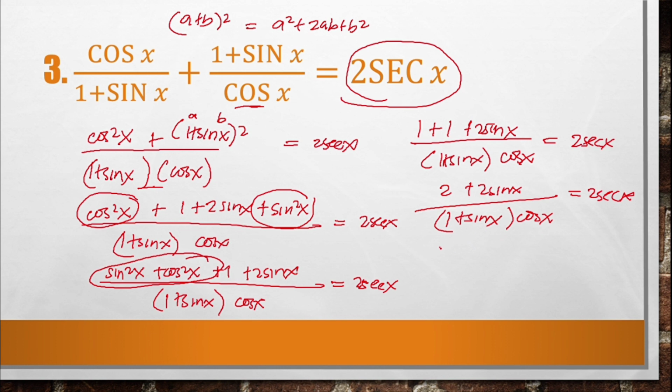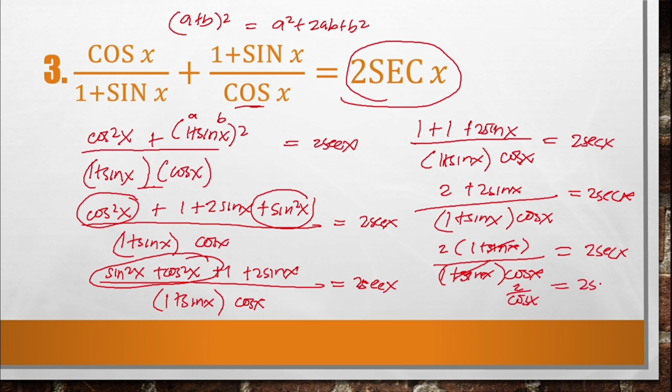So we can factor this one as 2. 1 plus sine x over 1 plus sine x, we have here cos x is equal to 2 sec x. So cancel this part. So 2 over cos x is equal to 2 sec x. So therefore, remember secant is the inverse of cosine, so 2 sec x is equal to 2 sec x. Okay, so we have proved this part. So this is an identity.